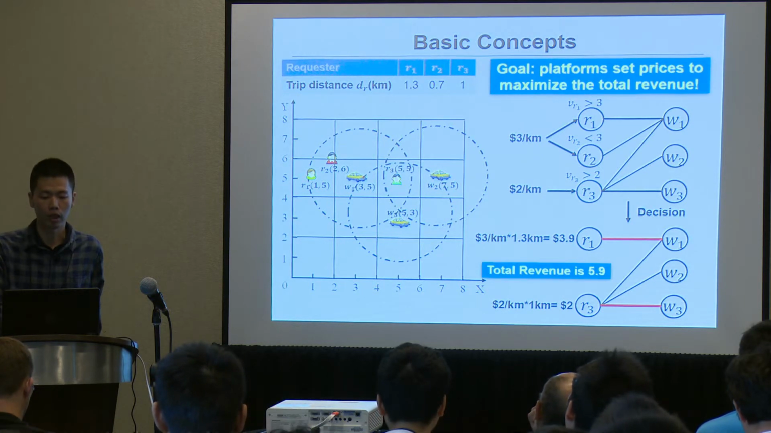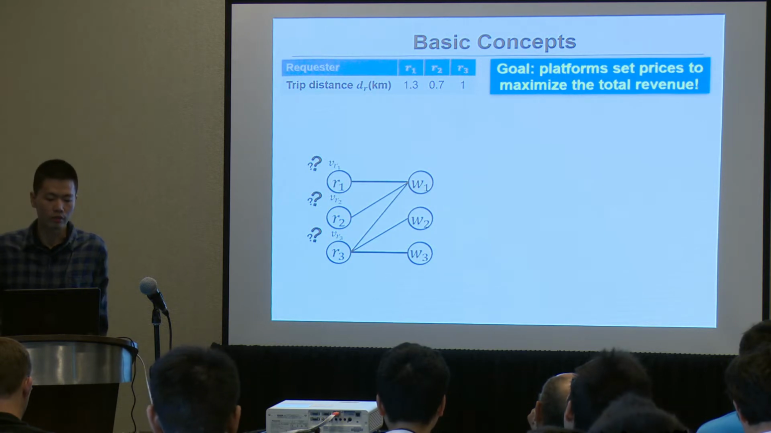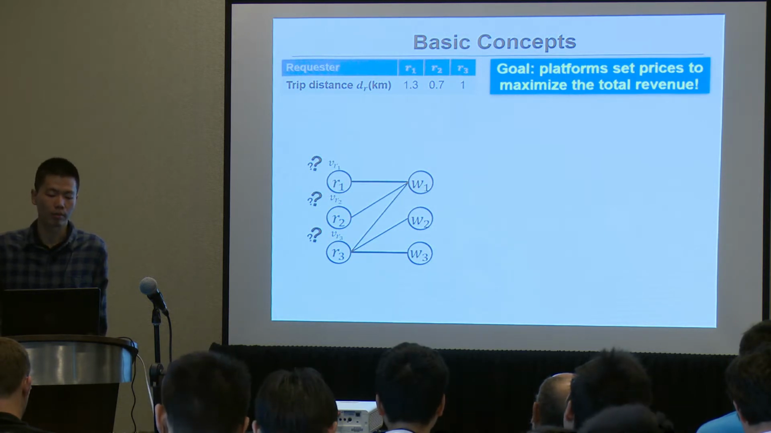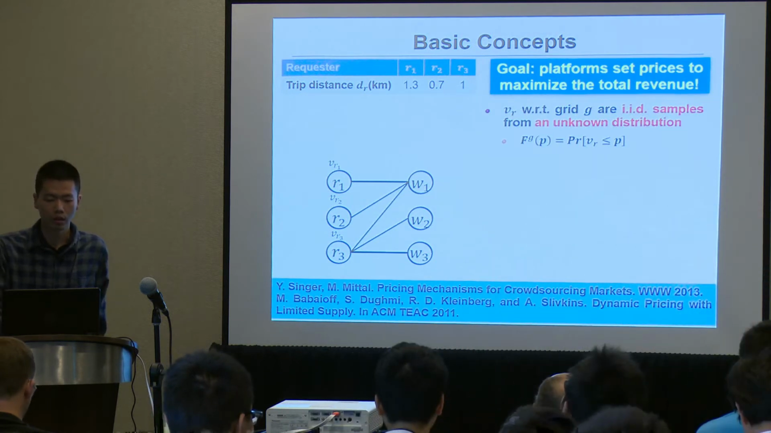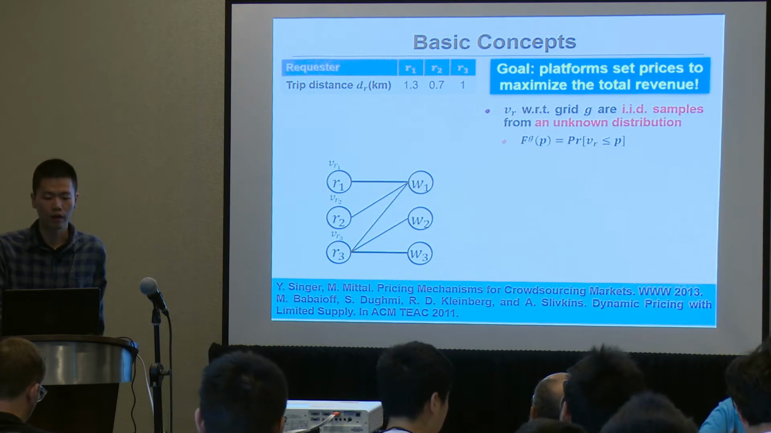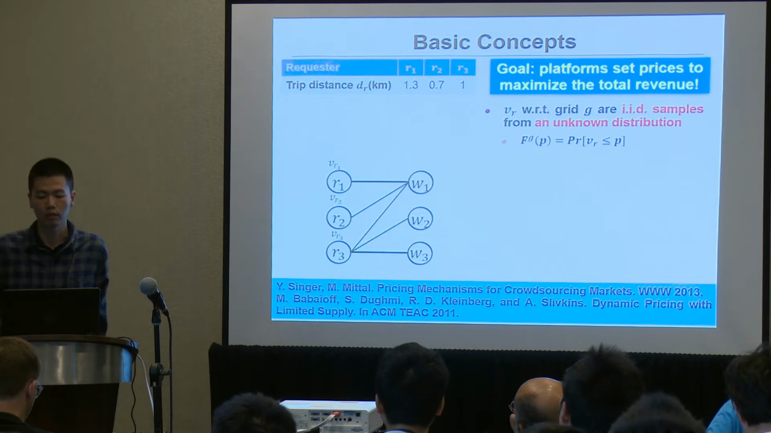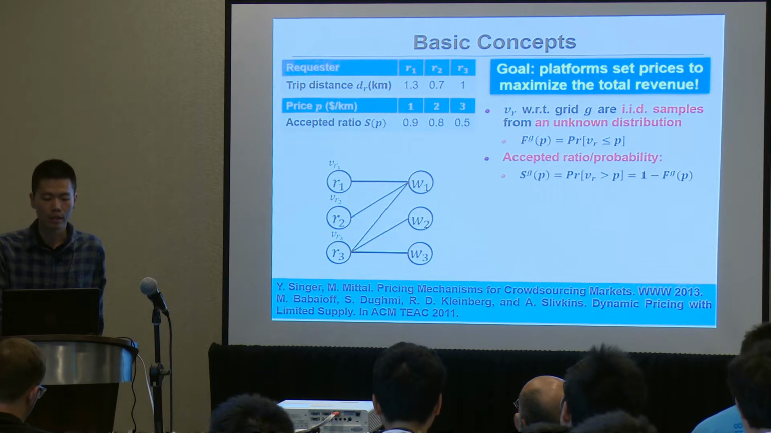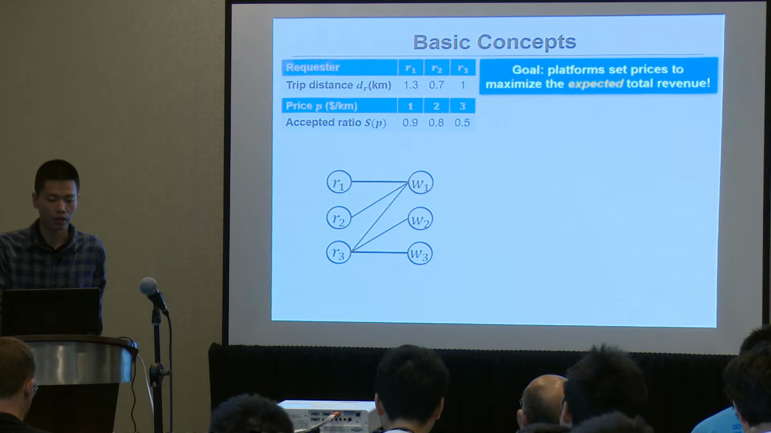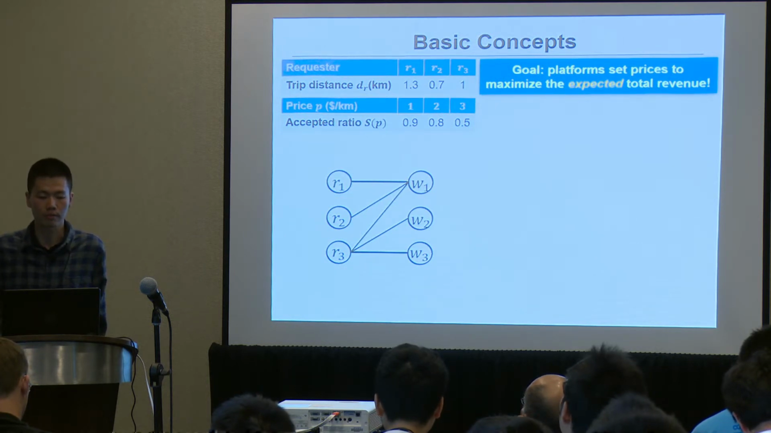Here it is 5.9. However, if the valuations are arbitrary, the problem is so hard. Learning from previous works, we assume the valuations with regard to grid g are i.i.d. samples from an unknown distribution. If the CDF is denoted by F_g(p), the accepted ratios are defined as G(p). An example is shown in the table. Now we try to maximize the expected total revenue.